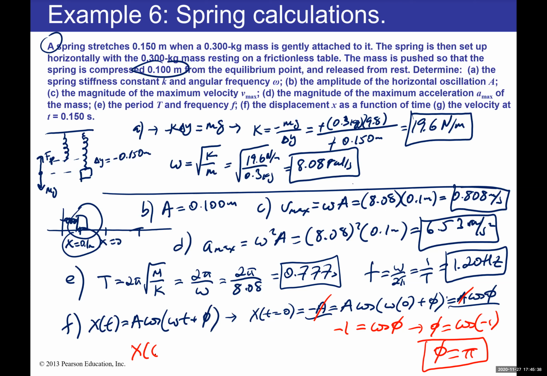That means my phase constant is pi. So then x as a function of time is equal to, I can write, okay, amplitude, 0.1 meters, times cosine of, well, omega t is 8.08 t, then plus the phase constant, and that's pi. And that's basically my part F, which is the displacement, x as a function of time. That means that's my x.